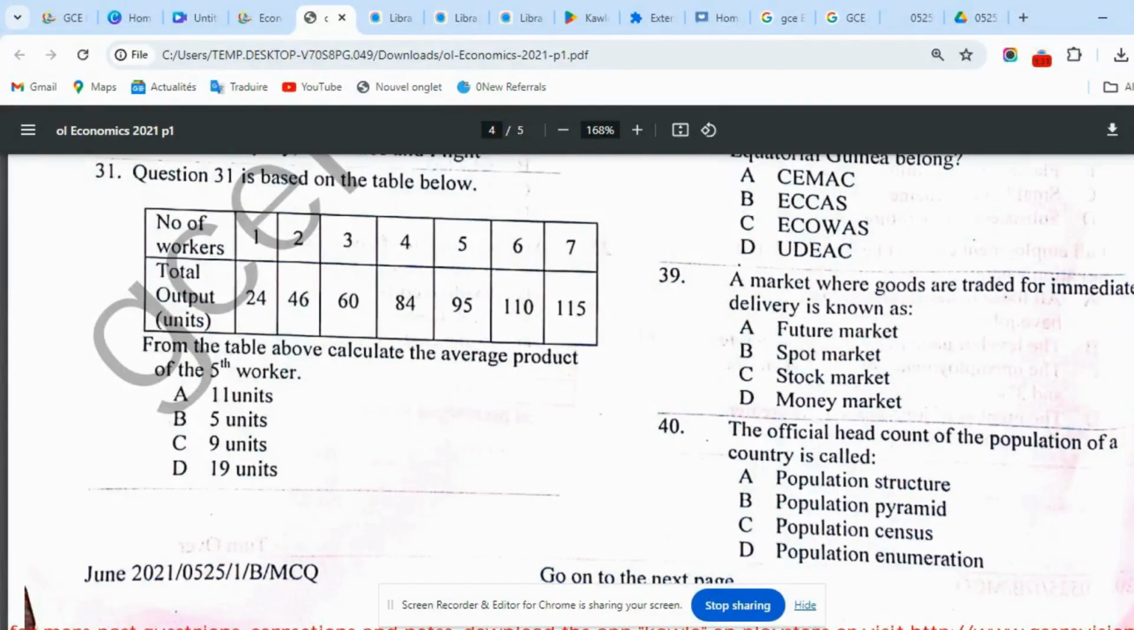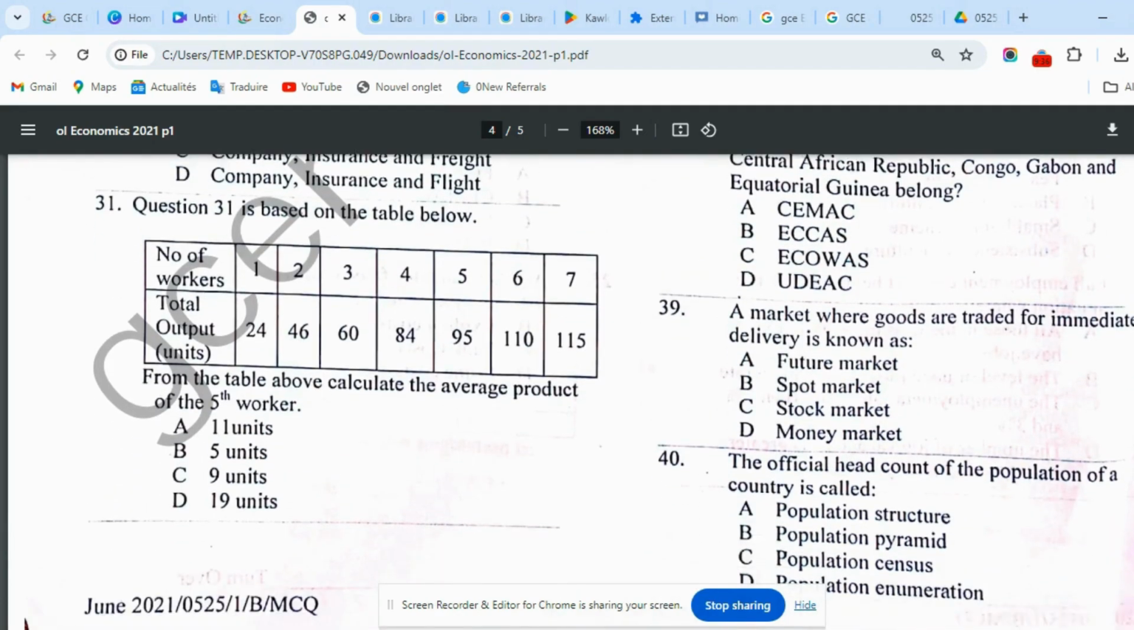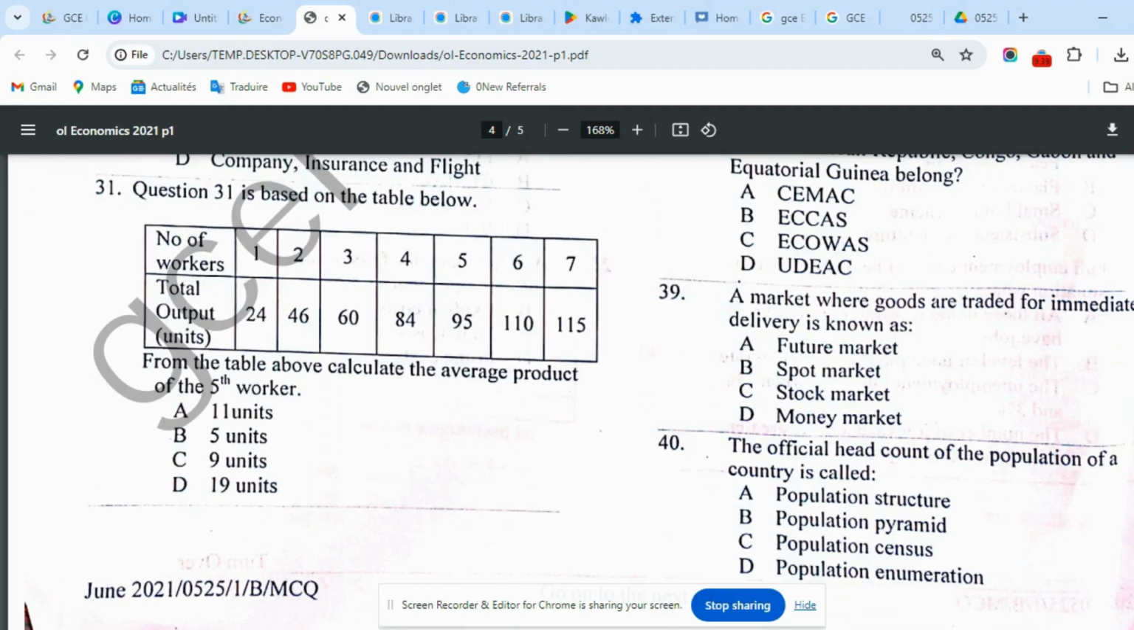40 says, the official head count of the population of a country is called: population structure, population pyramid, population census, population enumeration. So what do you think can be the answer in this 40? When you count people in a country, what is that process actually called? The correct answer here is population census. Okay, so now let's go to the next question.